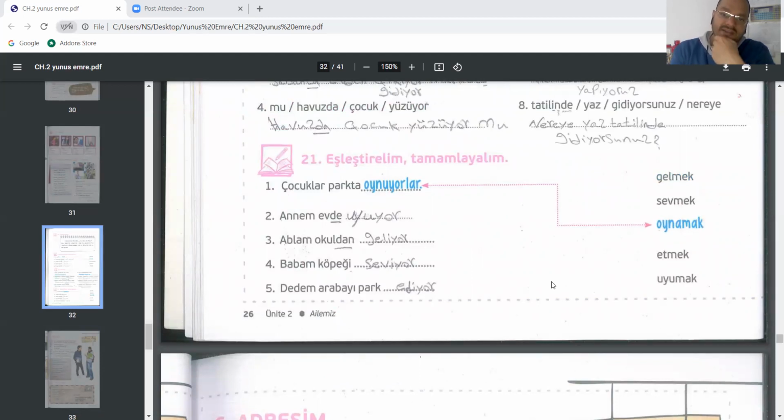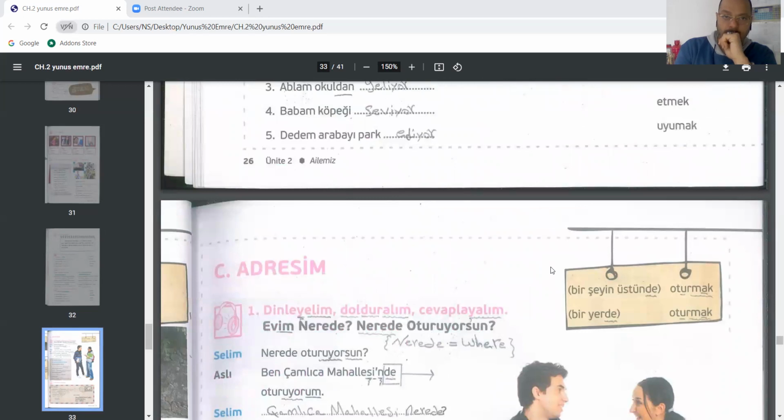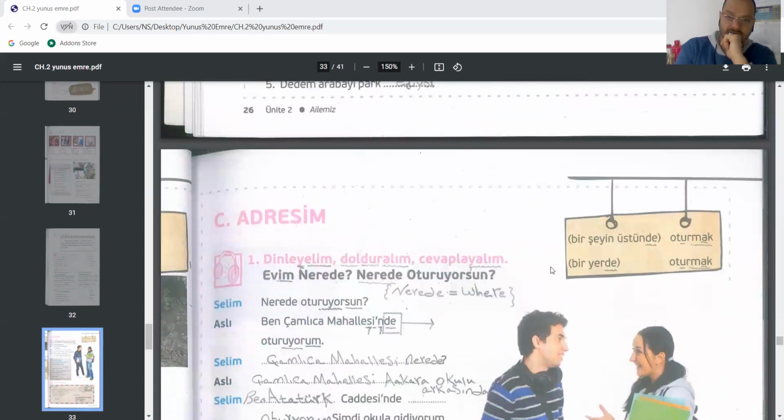Çocuklar parkta oynuyorlar. Annem evde uyuyor. Ablam okuldan geliyor. Babam köpeği, that means the dog, seviyor. Dedem arabaya park ediyor. Park the car, his grandfather.